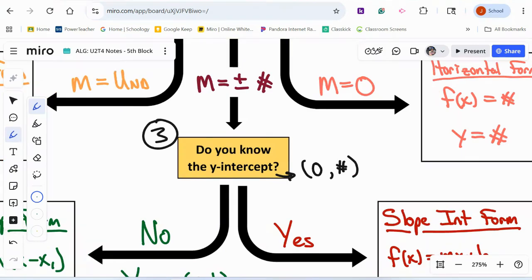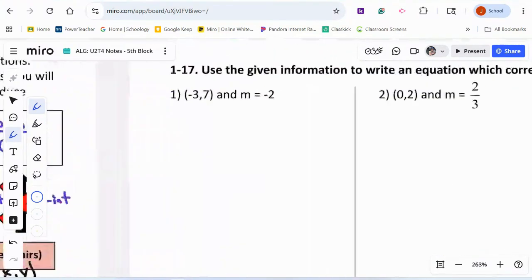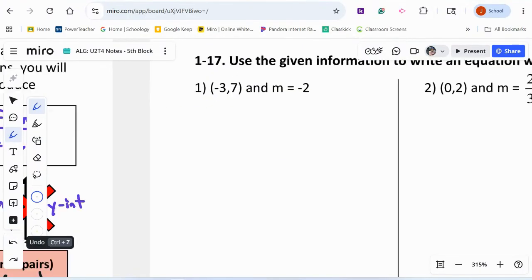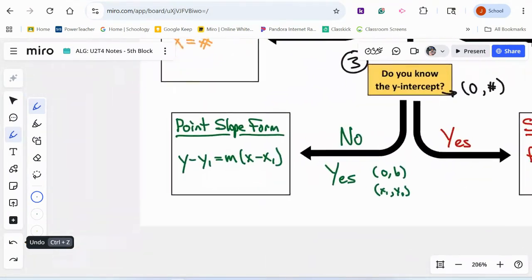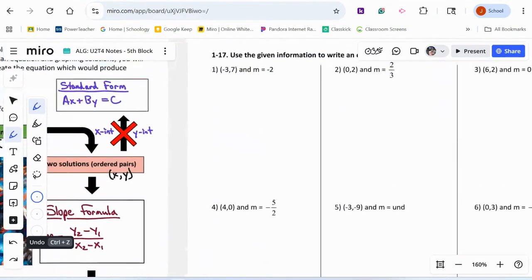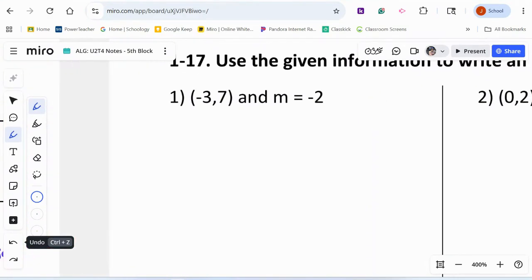Pretty clearly, this ordered pair is a no-go. That is not a y-intercept because this number right here is not 0. All right, so we follow our last arrow to the formula we should use, point-slope form. So for this set of information, the really only way to write a linear equation is to use y minus y1 equals m times x minus x1.